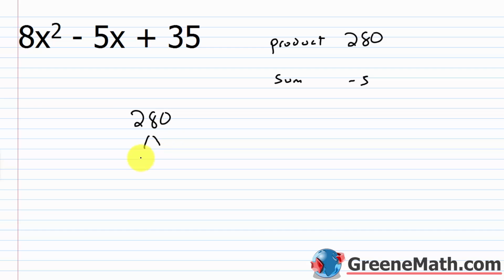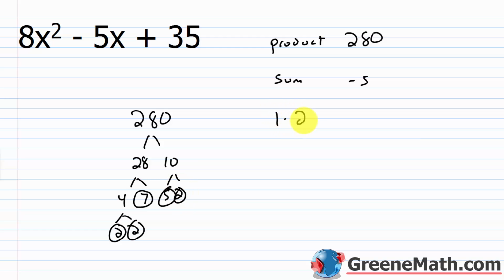So 280 is what? It's 28 times 10. 10 is 5 times 2. 28 is 4 times 7. 4 is 2 times 2. Okay? So we can have 1 times 280. We can have 2 times 140.